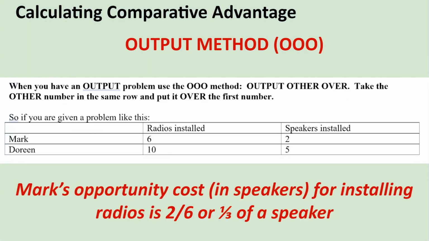And then we have the output method, which is take the output of the other item and put it over the good that we see here, the OOO method, or output other over. And again, that video really will help you in taking you through each of those and looking at which person has the lower opportunity cost and thus the comparative advantage.